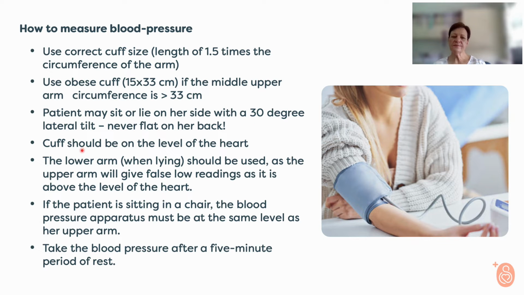And then the other very important aspect is where the level of the cuff sits regarding the level of the heart. It should be on the level of the heart, more or less on the same level as the heart. So if the mother is lying down, we should always use the lower arm because the upper arm is above the level of the heart. And when she sits on a chair, and it's always good to have a place where she can lean her arm on, the cuff and the apparatus should also be more or less on the same level.